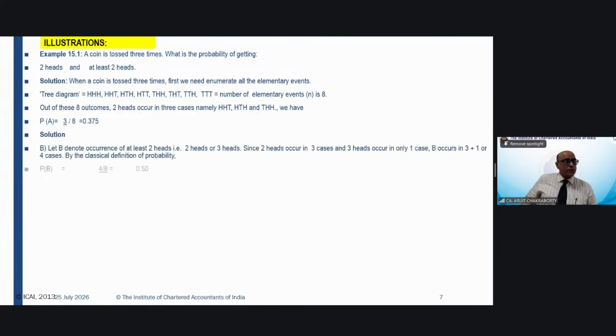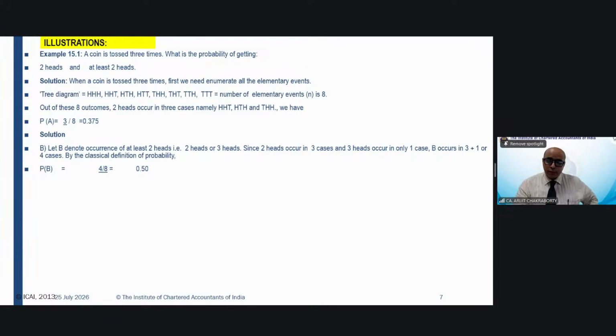Now we look at the next part. The question now says, what is the probability of getting at least 2 heads? Now, at least 2 heads means what? It means that either you get 2 heads and 1 tail, or you get all 3 heads. So when I say at least two heads, it means either you get two heads and one tail, and the other possibility is that you get all three heads.